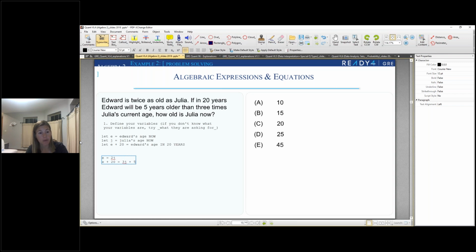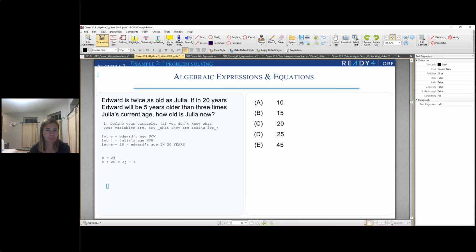Remember, we want to add 5 years older. He's not going to be 5 times older than 3 times Julia's current age. He'll be 5 years older. So we're going to add 5. And we're trying to find J. Okay, great. So now we have our 2 equations. What do you want to use? Substitution or elimination? Those are your 2 equations. Substitution, yep. Substitution would be a much better choice here.